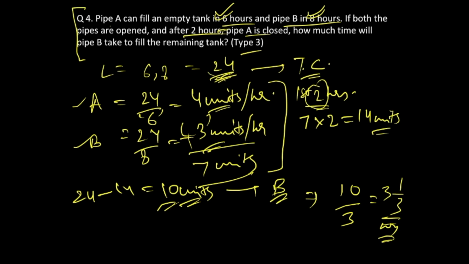So all you have done in this question is you have considered the combined time over which pipe A and pipe B are opened at the same time. So the combined efficiency will be considered for these 2 hours, and then for the rest of the capacity, that is 24 minus 14, 10 units, pipe B alone is going to function. Alright, so this concludes our type 3.